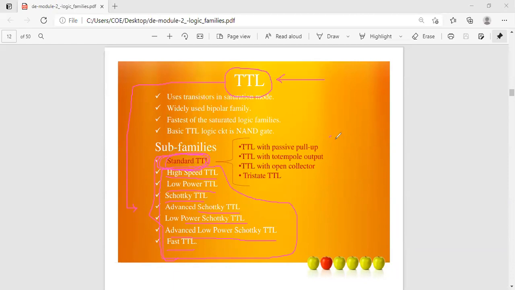In this, some classifications: positive pull up, totem pole output, open collector, then tri-state TTL logic. So in case any big question comes in your examination on this part, it will be from these four. Definitely one question will be there in this part. So I repeat once again, we are going to discuss the operations of TTL in the next class only. For now, these are the subclassifications. These are used in industry, but in the standard syllabus it is only these classifications. We will discuss these things in a forthcoming session.